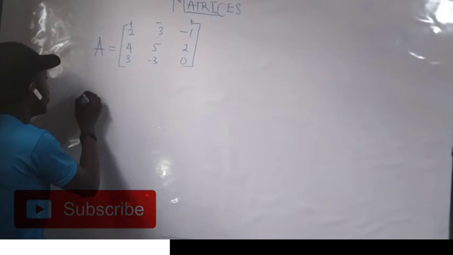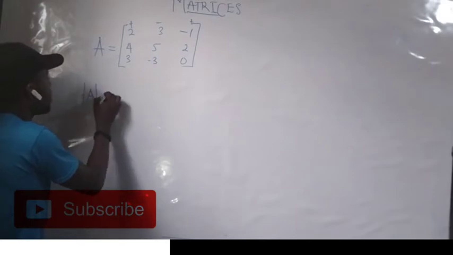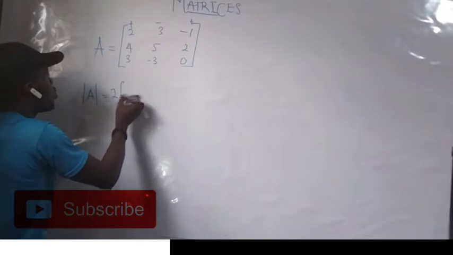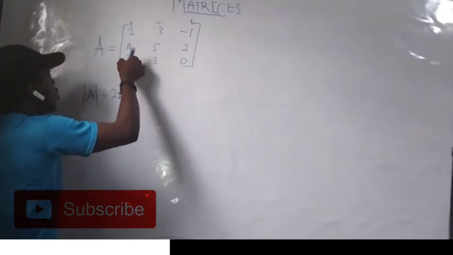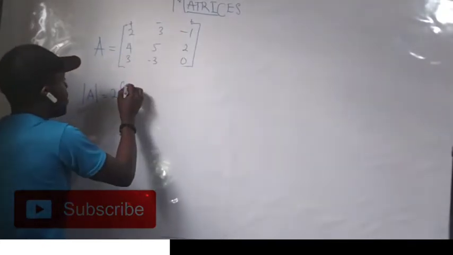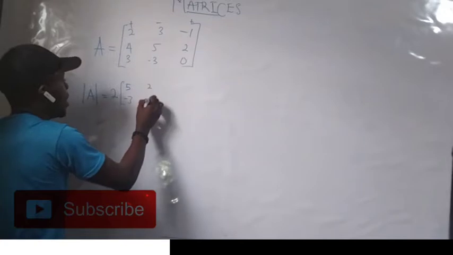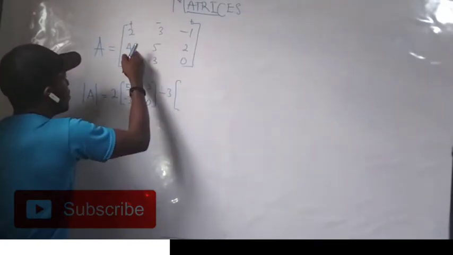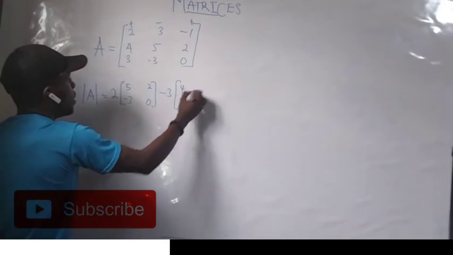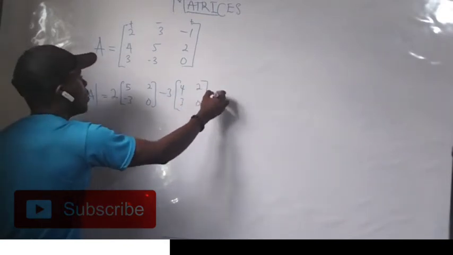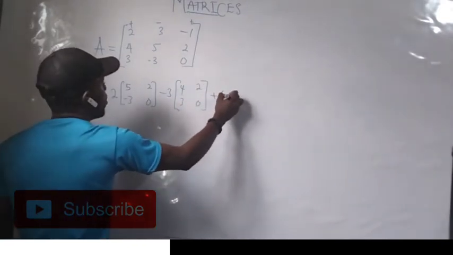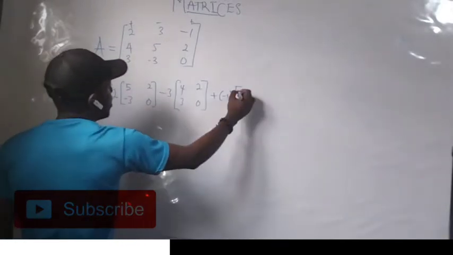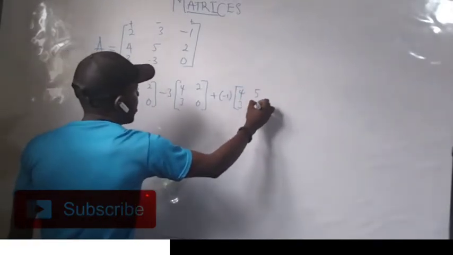Then you discover that the determinant of matrix A is: write your 2, your plus 2, and do not take any number on this column, neither on this row. Then you are having 5, minus 3, 2, and 0. Then you have minus 3, open the bracket, 4, 3, 2, and 0. Then plus minus 1, open bracket, 4, 3, 5 and minus 3.